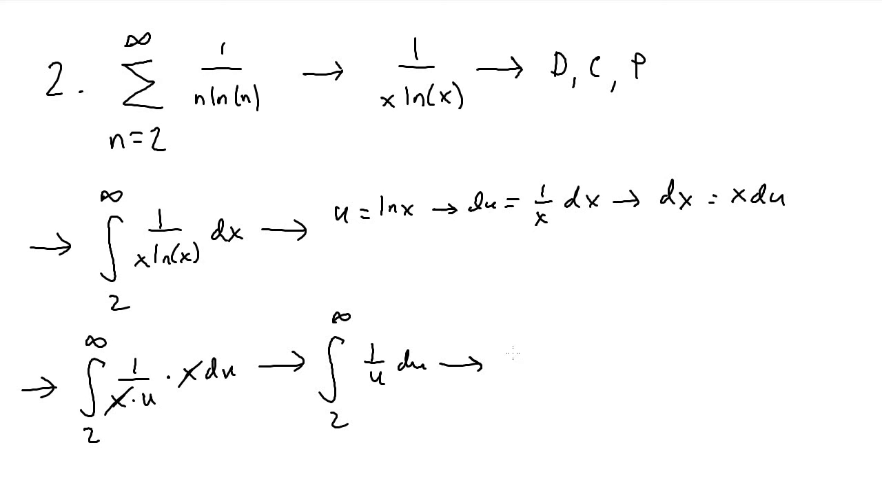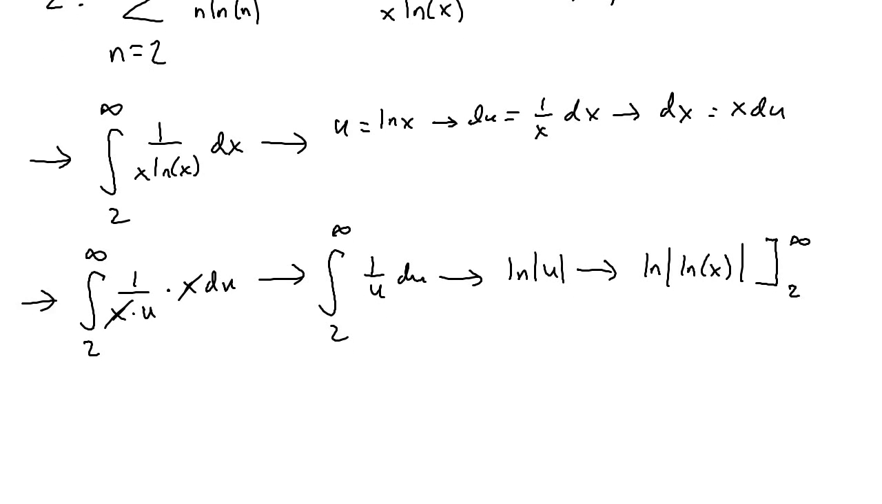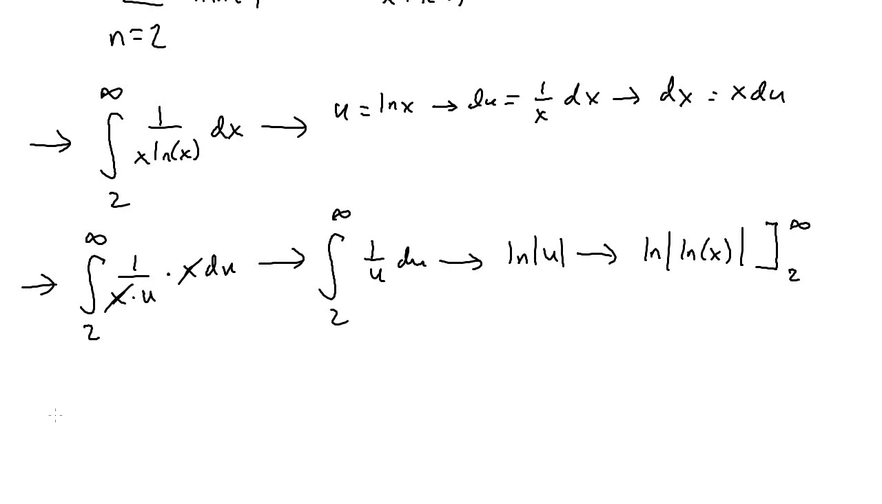And the integral of 1 over u is obviously the natural log of the absolute value of u. And u is equal to the natural log of x. So we'll get the natural log of the absolute value of the natural log of x. And we're going from the interval 2 to infinity. Once again, since this is an improper integral with infinity as one of the bounds, I can use limit notation. But I'm just going to skip ahead and just plug in infinity.